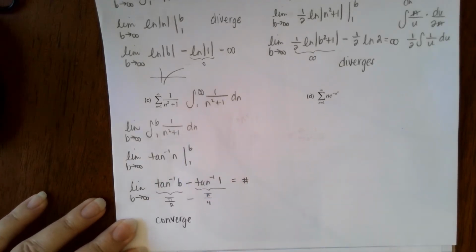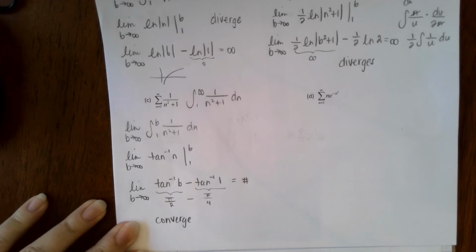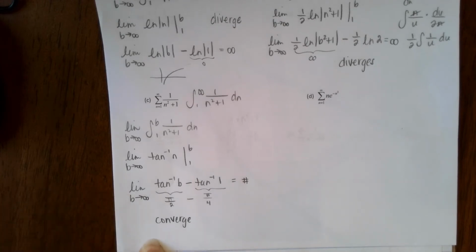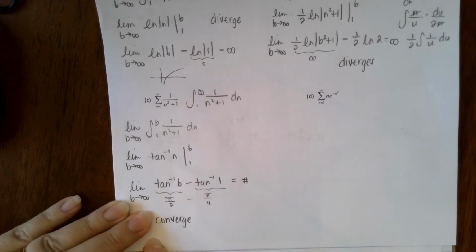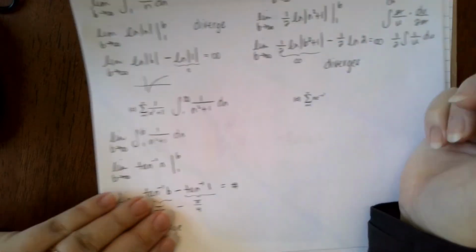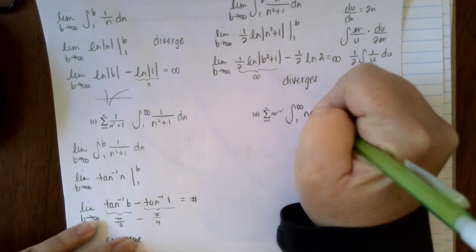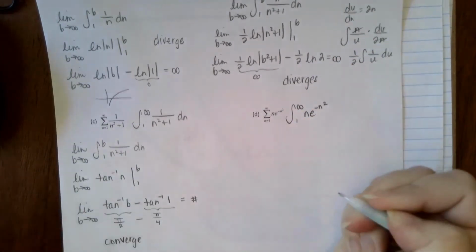So if you are just saying whether you think something converges or diverges, you can use anything you want. But if they ask specifically for some sort of a test, you have to write it all down. All right, let's look at part D. Part D, again, we've got the integration from 1 to infinity of n e to the negative n squared.